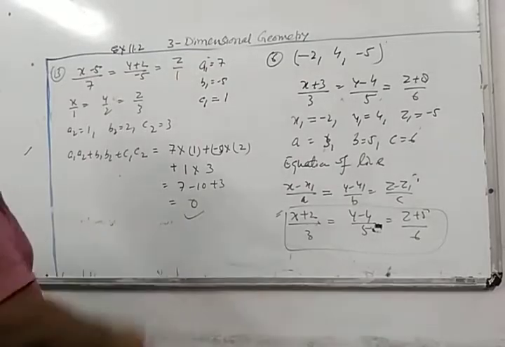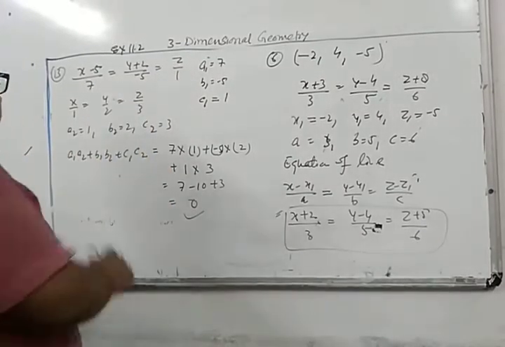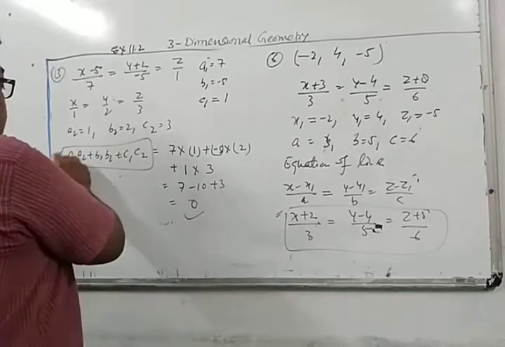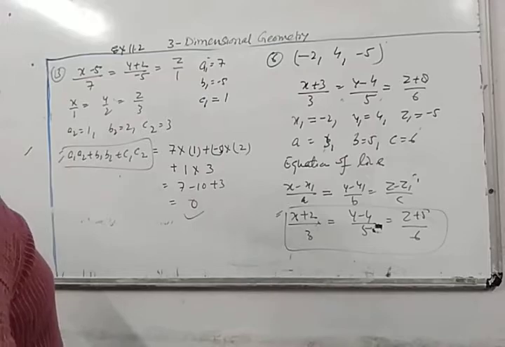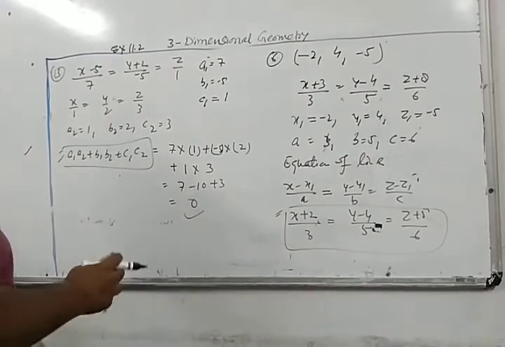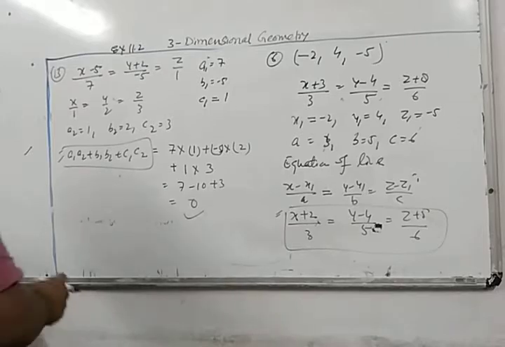The value is coming 0. It means these two lines are perpendicular. This is the condition of perpendicularity. Now I am taking another question. That is the main point of this topic in the chapter, that is shortest distance.